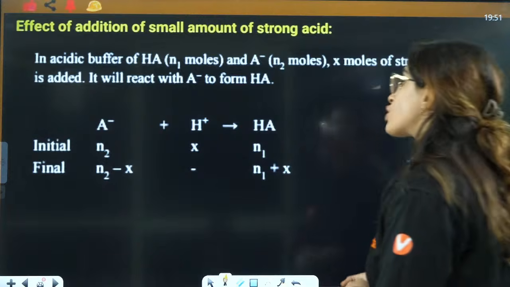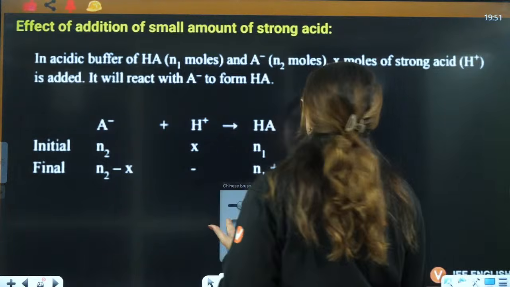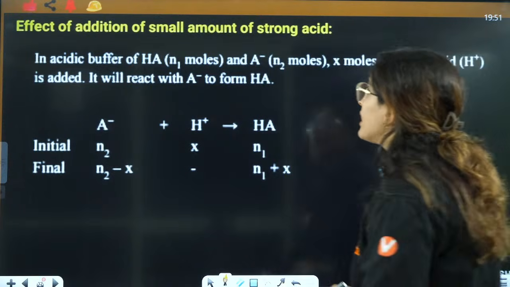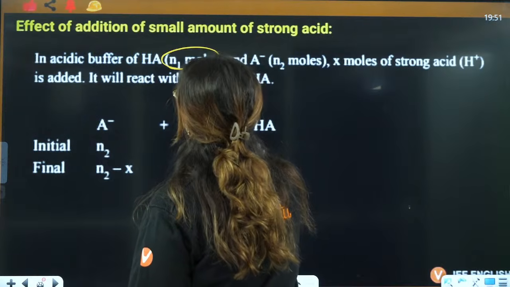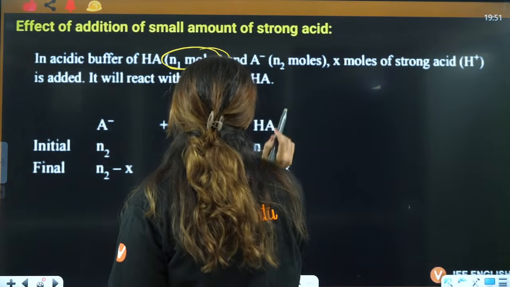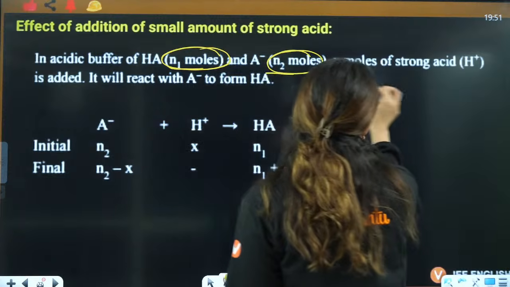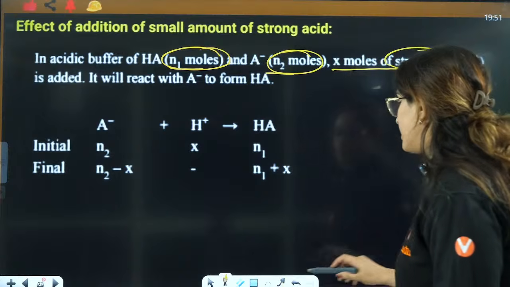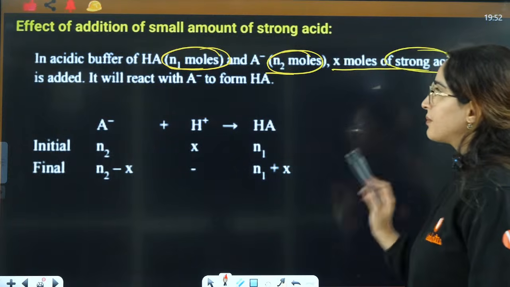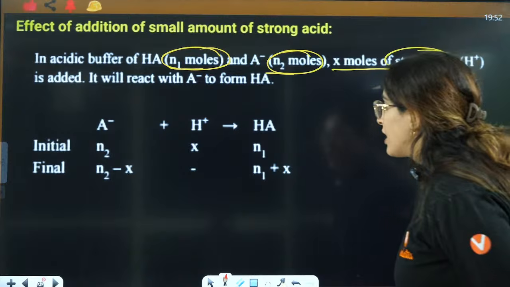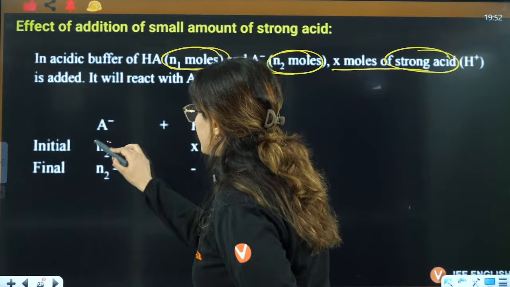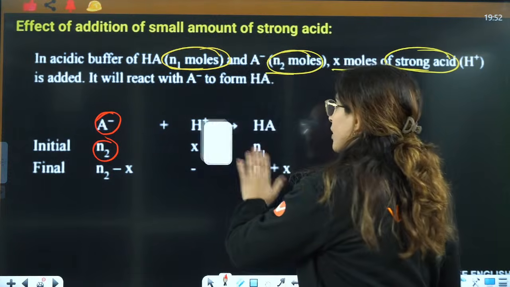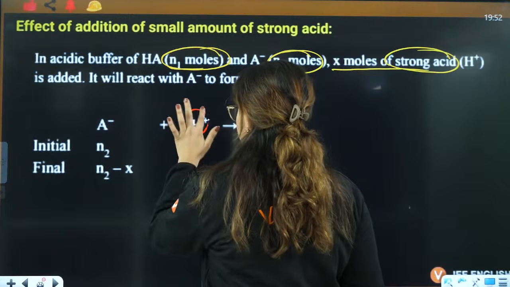Now when you add strong acid, why is there no effect? Let's understand that, from the formulas. In an acidic buffer, HA, let's say you have N1 moles of HA and N2 moles of A negative. X moles of strong acid are added, and it will react with A negative. What you are adding here is H positive.